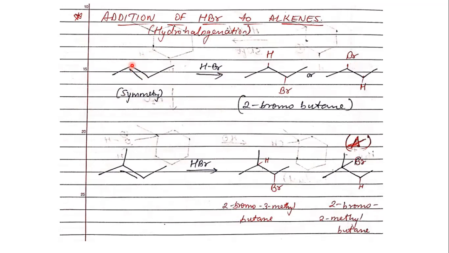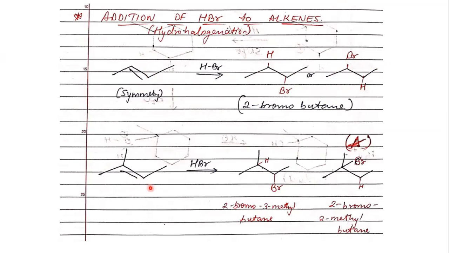Obviously one of the carbons will form a bond with H, and the other carbon will form a bond with Br. Either this can happen, or the second thing can happen: this carbon forms a bond with Br and this carbon forms a bond with H. But if you go with the numbering, both these compounds are exactly the same. Both are nothing but 2-bromobutane. I can start numbering from here: 1, 2, 3, 4, 2-bromobutane. In this compound also, 1, 2, 3, 4, 2-bromobutane. Because it is a symmetrical molecule, H and Br can be added any which way possible.